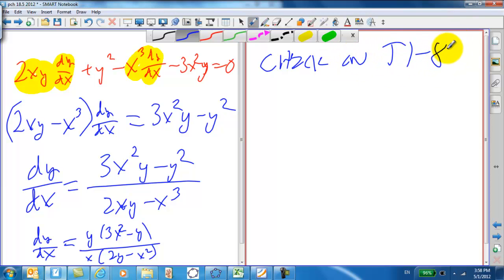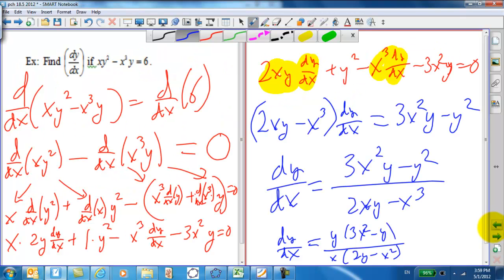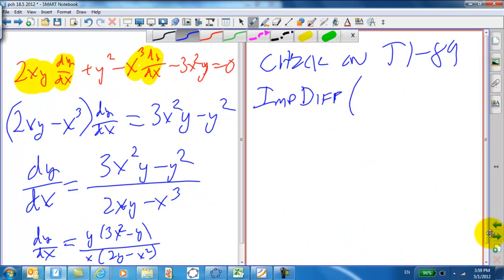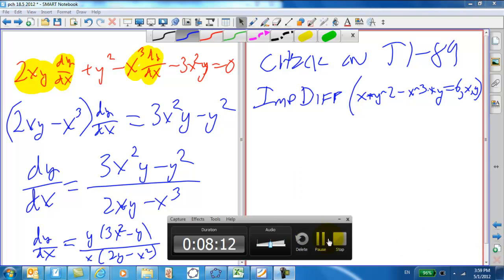on the TI-89. It's actually called Imp-Diff, and you can look it up in the catalog. Imp-Diff, and you actually put in the whole equation, not just the function, the thing after the f of x equals, but the whole thing. And that was xy squared minus x cubed y, x times y raised to the 2 minus x raised to the 3rd times y. And don't forget that it's equal to 6. You've got to put that in there, equals 6. Comma x, comma y. You actually specify 2 variables. And let's see what the TI-89 comes up with.